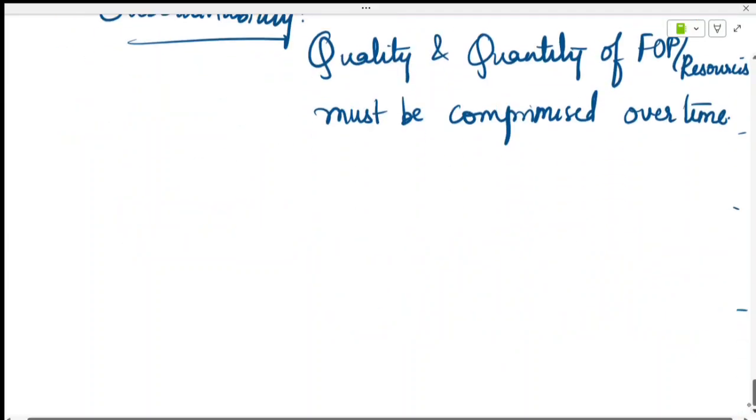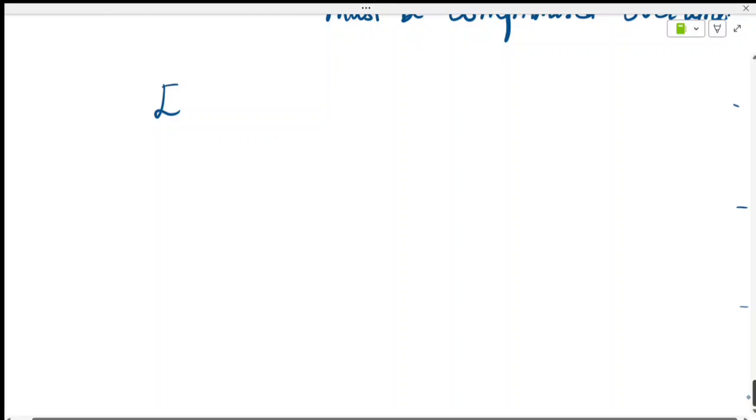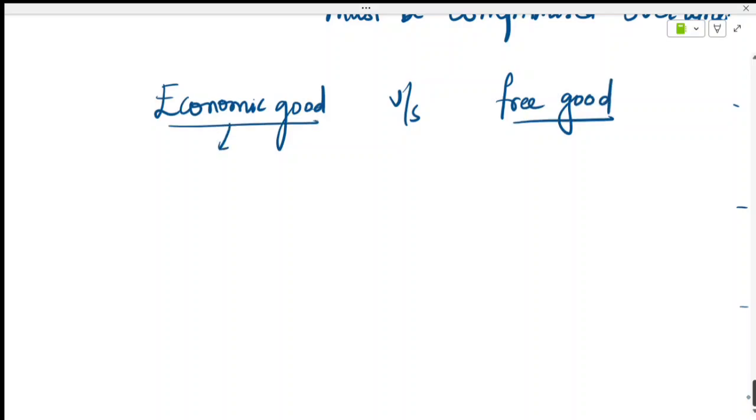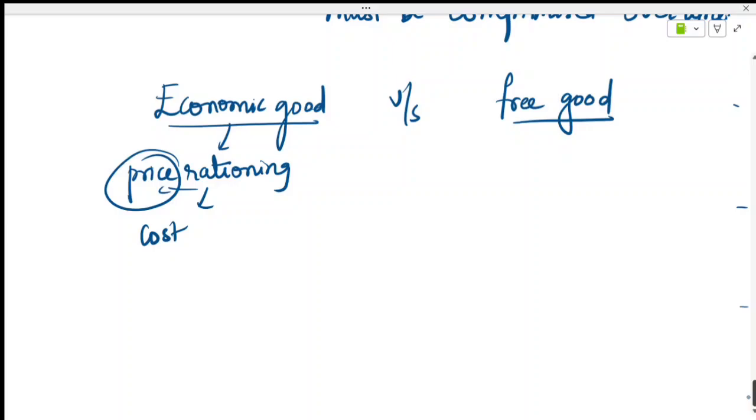So we'll get into that debate of economic good and free good, which is the area the UPSC have asked in CDS and all different types of exams this year. So we'll be looking at that, see, economic good versus free good. So economic good is where price rationing is there and there is cost. Okay, rationing is there and it will be having a price, nothing but a cost.